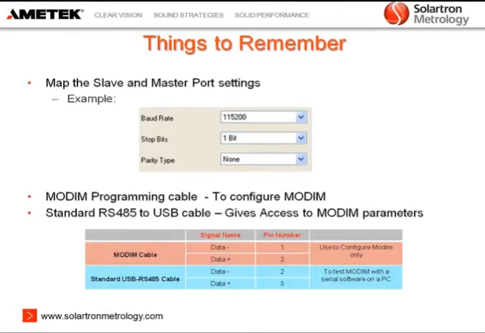And I mentioned in the last slide that we supply a special cable to program the MODIM, to configure it using the utility that we supply. But that cable is only to be used to configure, to set up the MODIM, and you cannot use that cable for communication with serial software on a PC. For that, you will need a standard RS485 to USB converter, and you can buy that cable from any third-party supplier. As you can see in this table, these cables have a slight difference in pin configuration. So the MODIM cable that we supply can only be used to configure the MODIM.